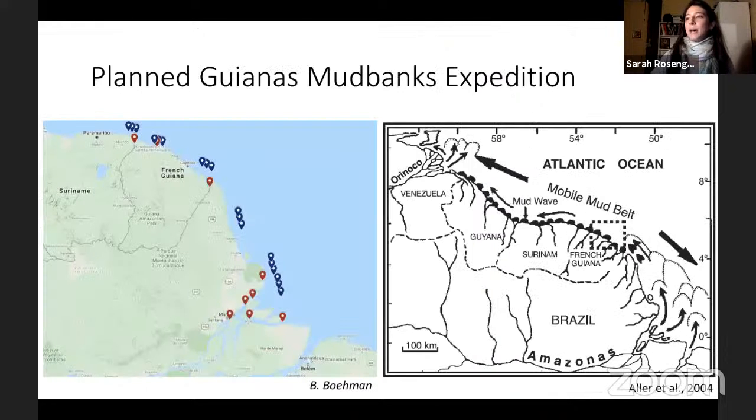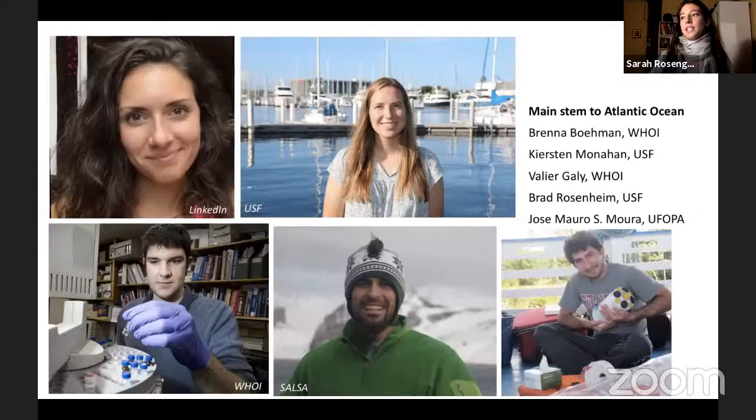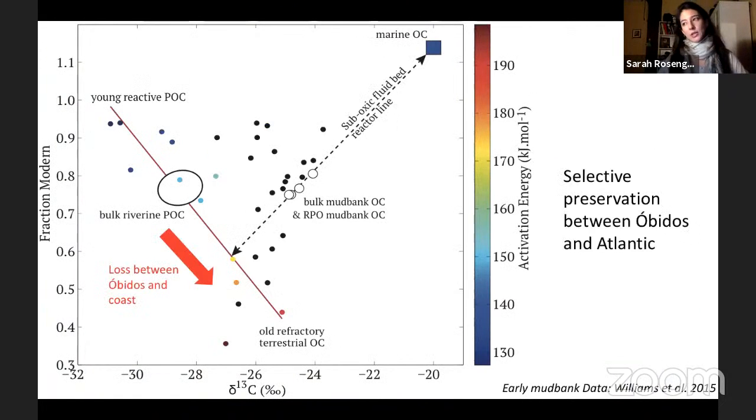But I'm really excited about Brenna, Kirsten, Brad, and Jose Vallier's crews coming up, because they will have the chance to finally make that connection and collect mud bank sediments and do a broad suite of RPO analyses on them. There was a previous talk, I think by Chuck, about how the tidal section of the Amazon is vastly understudied compared to the main stem and the coastal mud bank sediments. So maybe by doing this comparison, these individuals will be able to fill in some of those gaps, especially those that exist in what happens in the tidal part of the Amazon River Basin. So that concludes part 2.